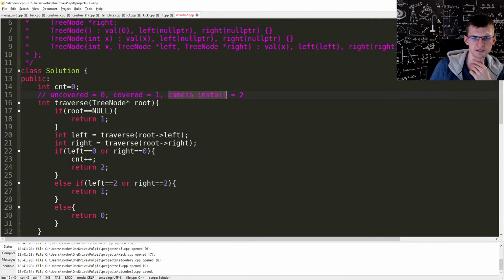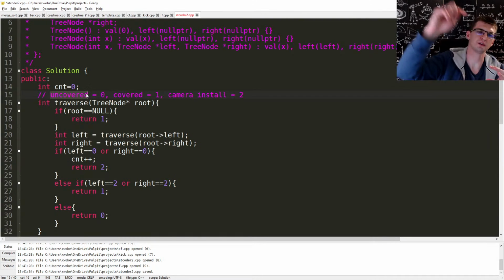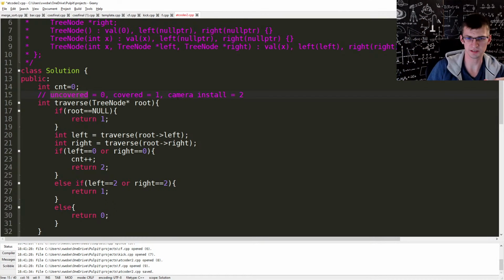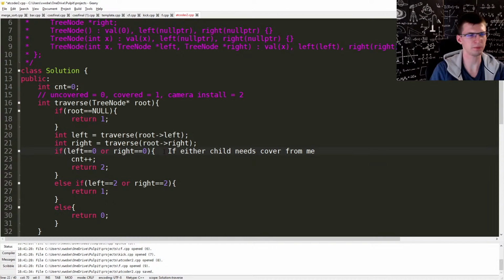I would guess that this means camera is here, means 2. Covered means that your child covers you. Uncovered means that he's in need of help from a parent. Those three states, just in some order. And there are some combinations here. If either child needs cover from me, being the parent of my children, then I put a camera here. And I increase the global count of cameras. I return 2 because I have a camera.